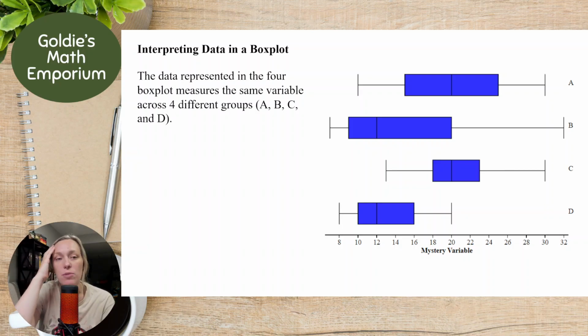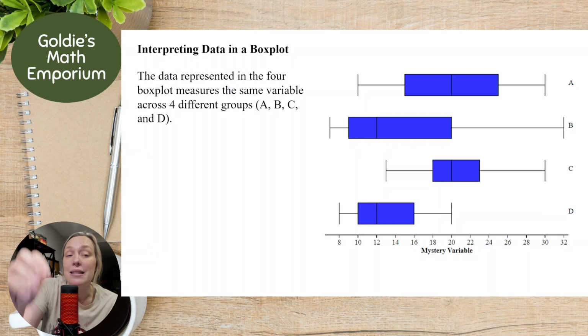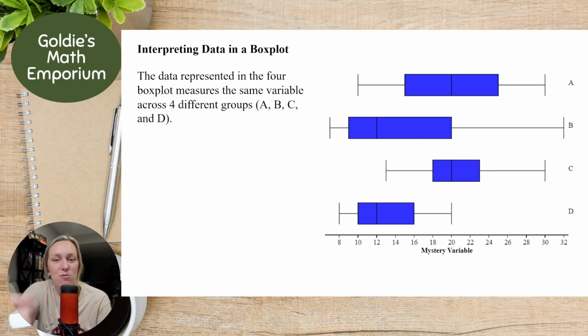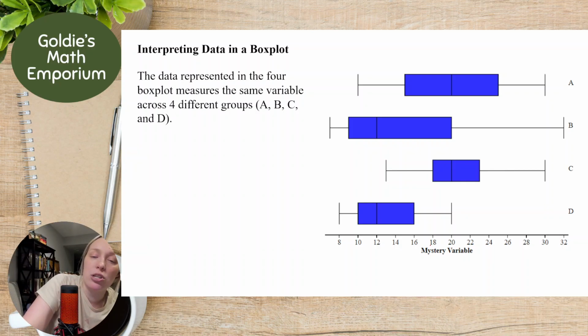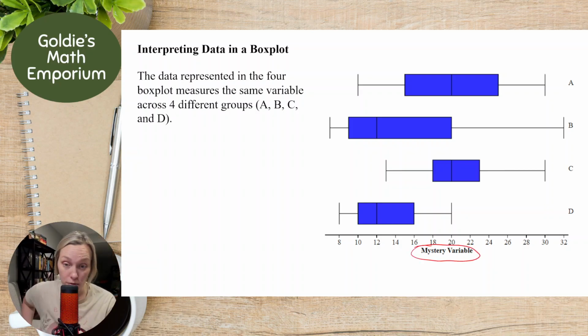So here data is represented in the 4 box plot measures. It measures the same variable across 4 different groups. Okay, so we're almost comparing distributions in this sense. A, B, C, D are my 4 groups, and my mystery variable, again, just something I kind of made up here, something that I'm measuring across 4 groups.